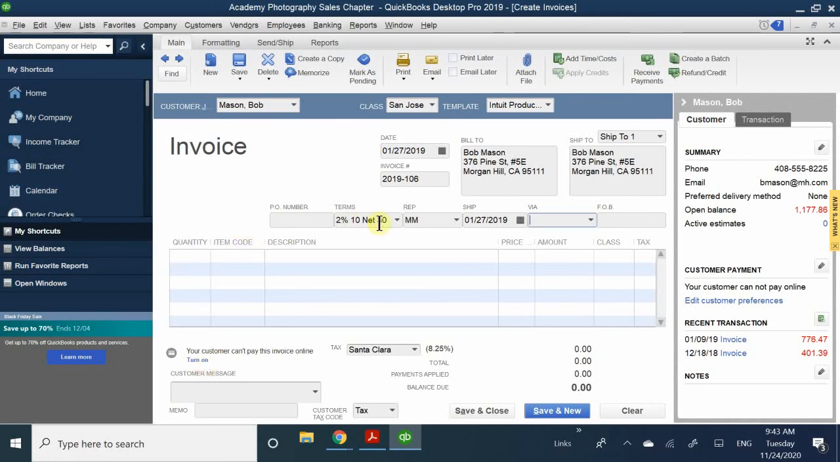Now, if Mr. Bob Mason has ordered something from you, typically you would have a purchase order number, but in this case, I believe we have to leave it blank because he did not purchase this prior. Okay? So let's talk about the things that he bought from us. What are the items that he bought?